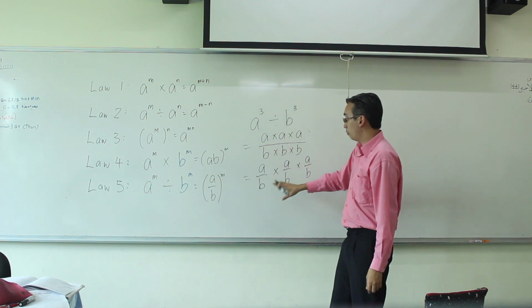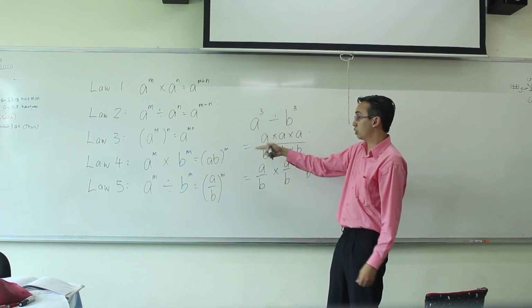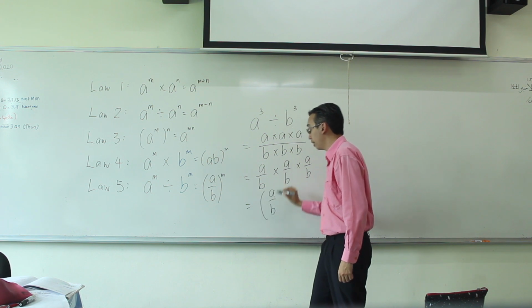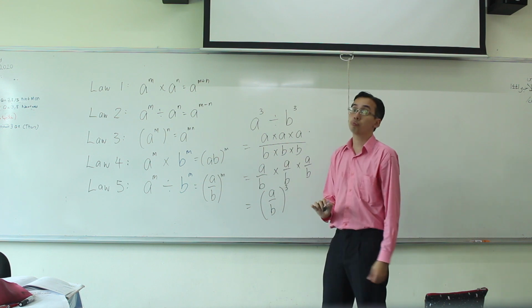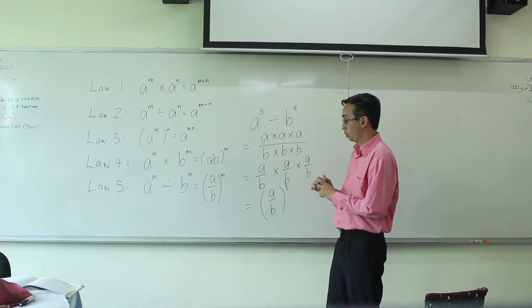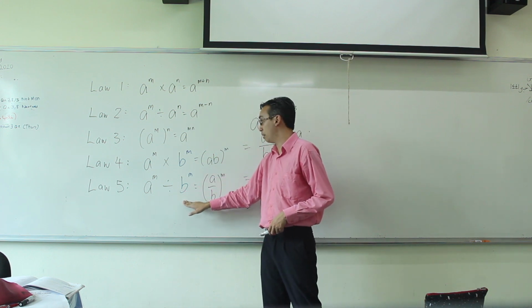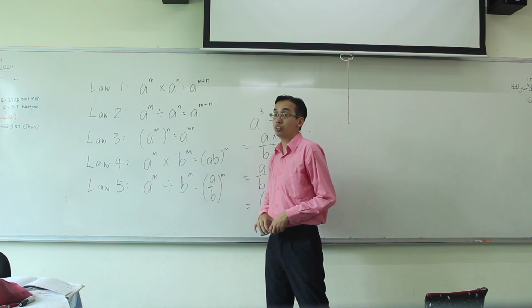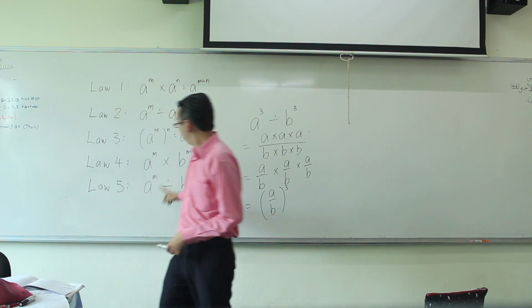But when we do this, it is 3 sets of A over B. Similar to what we did just now, this one is actually A over B, but because it's 3 sets being multiplied, it's A over B cubed. So this is our law 5: A to the power of M divided by B to the power of M is A over B, divide, and then to the power of M.